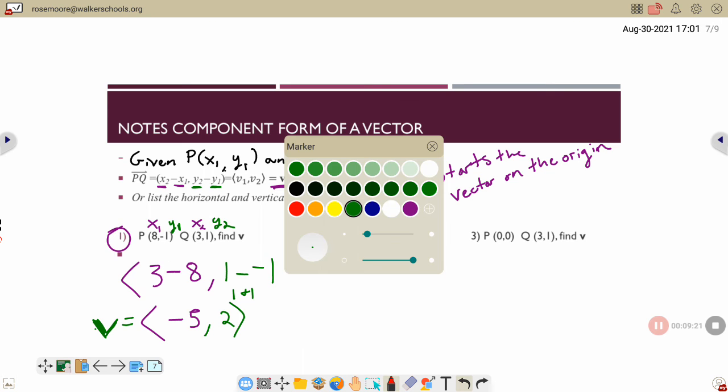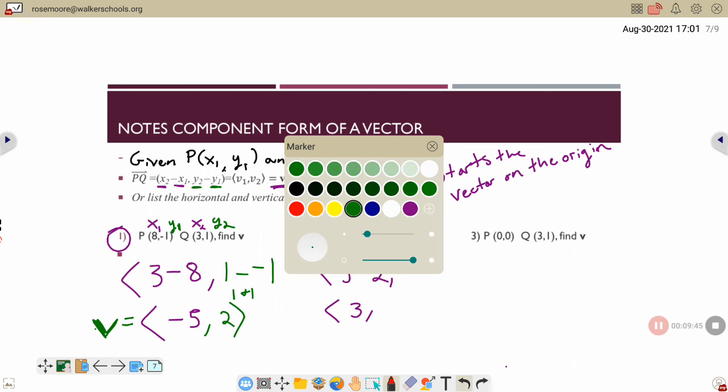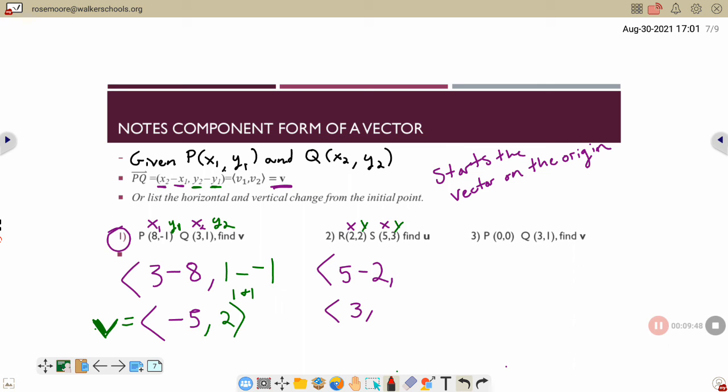All right, let's look at number 2. Number 2 is the same process. Make sure you're taking your X's first, and we're going to do the second X, which is 5, and subtract 2. 5 minus 2 is 3. And then we're going to do it again for the Y's. Second Y first. 3 minus 2 is 1. Put it in the brackets. You are done. So you can write bold U. If you struggle with the bold, you can always do vector U like that.